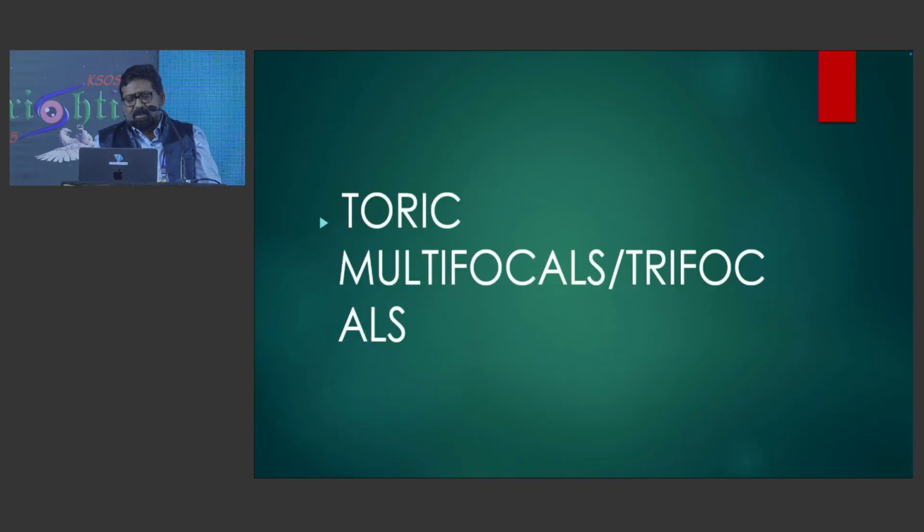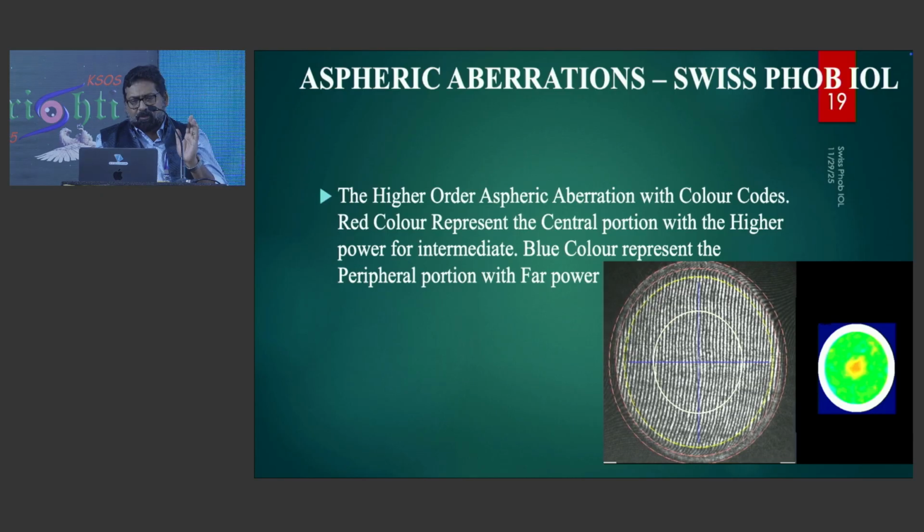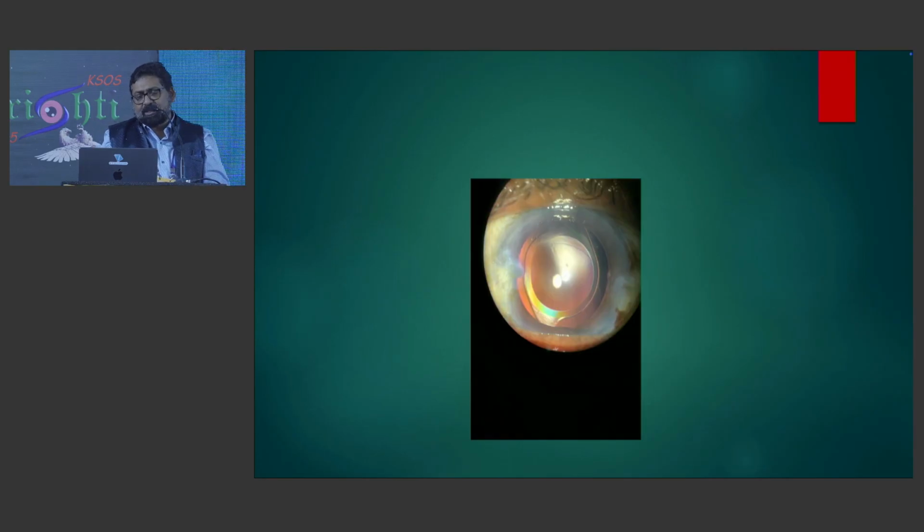For want of time, so any toric multifocal, any multifocal or trifocal, you should go for the toric version. The Swiss Phobe is a low-cost Indian version. So this works by aspheric correction. So normally you do an aspheric correction around -0.2, -0.27. Here the central area is aspherically, preferentially corrected so that you get a better depth of vision. And the periphery gives good far vision, and this is what it looks like.